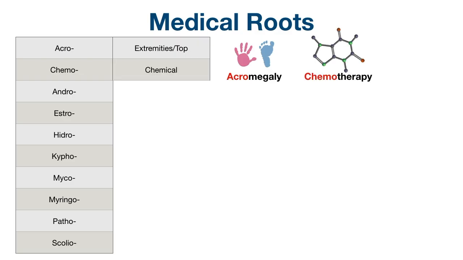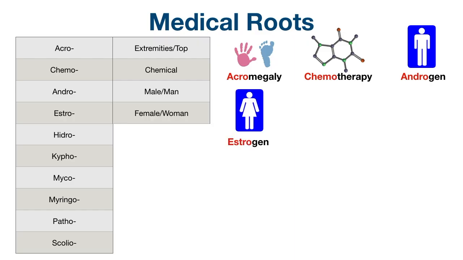Next is chemo, which means chemical. You can think of chemotherapy, which translates to the treatment of diseases by chemicals. The next root is andro, which refers to male. You can think of androgen, which is a male sex hormone such as testosterone that promotes the development of male characteristics. The opposite of that is estro, which refers to female. You can think of estrogen, which is a female sex hormone that promotes the development of female characteristics.